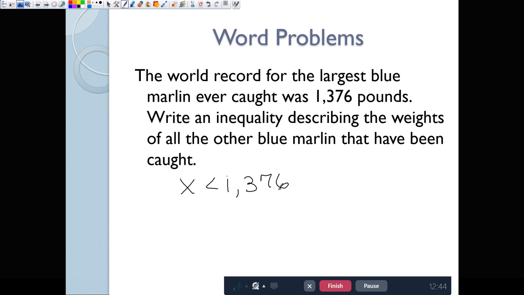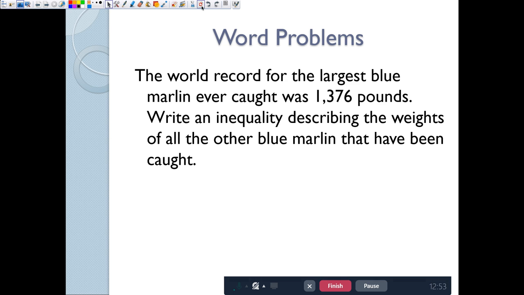That's a big fish. That's like a car. That's massive. I don't want to see who caught that thing. Crazy. All right, so let's look at the next one.